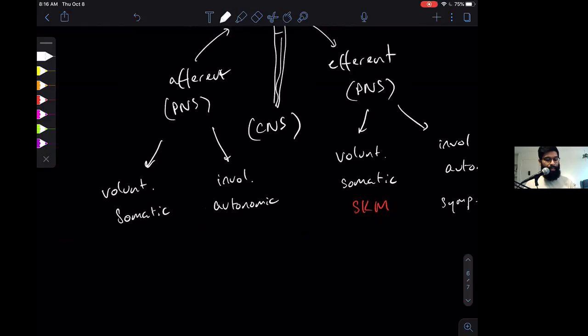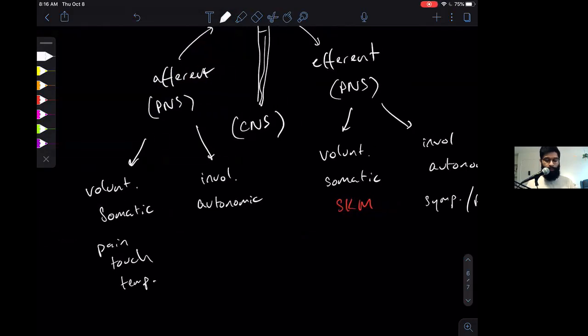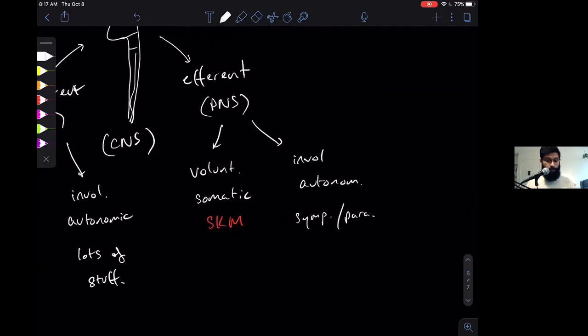How about these? Voluntary afferents and involuntary afferents. So your voluntary afferents are things that you consciously feel, right? And so this is going to be sensory stuff, such as pain, touch, temperature, etc. Things that you consciously feel. And this is all afferent information going back to your brain. Involuntary autonomics, it's all of the sensory stuff that's going back to your brain, all of the afferent information going back towards your brain that you don't really think about. So there's going to be a lot of stuff. And so the focus of this presentation is primarily going to be over here.